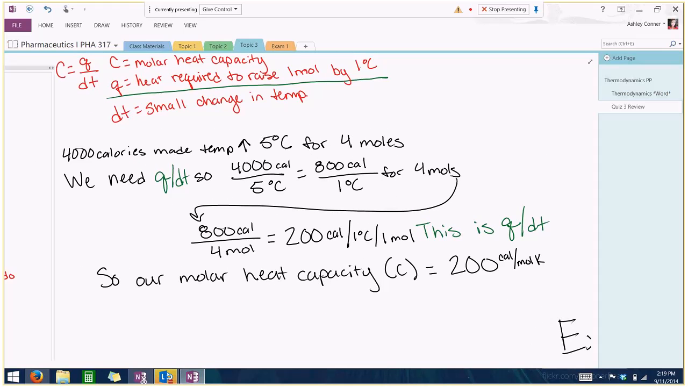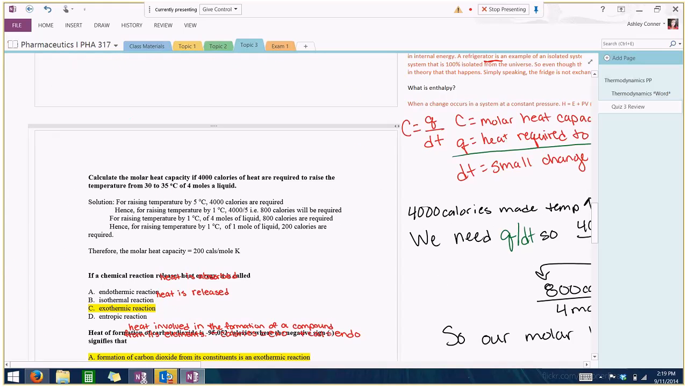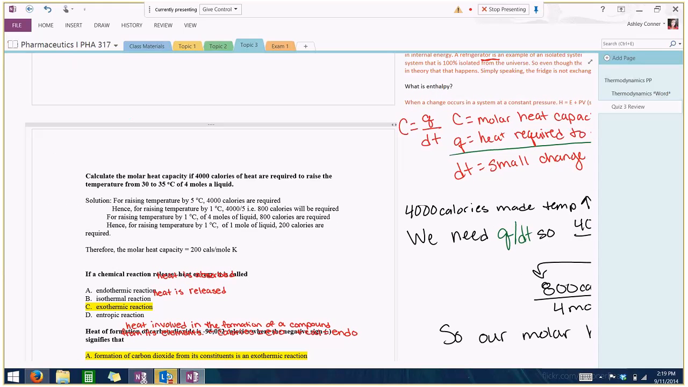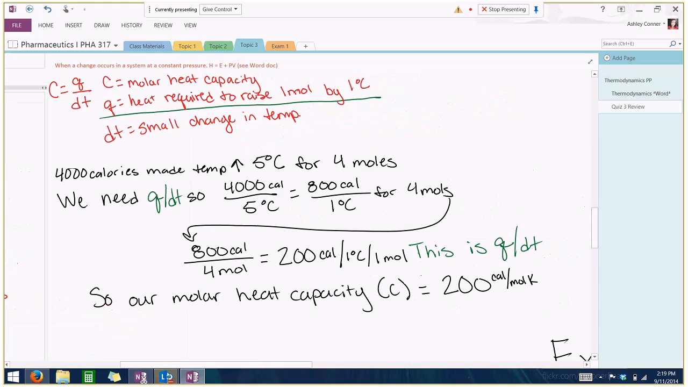No matter what they give us for calories and degrees and moles, you just have to figure out how many degree changes there were, which here was 5, and you have to get it all down to 1. So just start dividing until you get to 1 degree Celsius and 1 mole, and that would be your heat capacity. So that was one thing that he went over. And if anybody wants to do an example later, I'm sure I can find some online, so somebody can just text me or Facebook me or something.